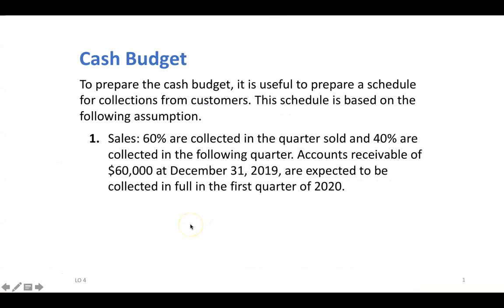Today we're going to go over the cash budget collections, schedule of collections, and a schedule of payments for direct material, following the same example that the book is using about Hayes Company. So basically, you need to know, first of all, what is the pattern of collections of the sales on account.